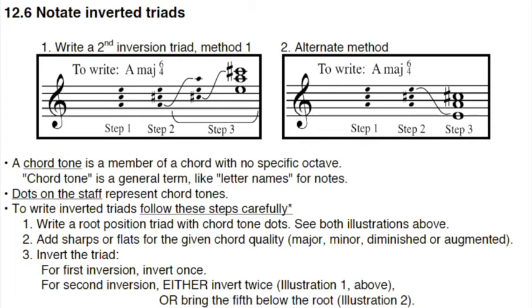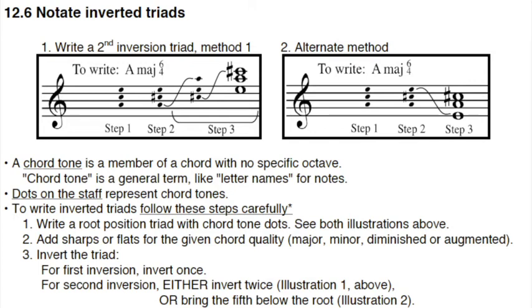Okay, so we are going to go to number 1, 2, and 3. To write inverted triads, follow these steps carefully. Write a root position triad with chord tone dots. See the illustration above. So, the chord tone, it says there, is a member of a chord with no specific octave. Chord tone is a general name, like letter names for notes.